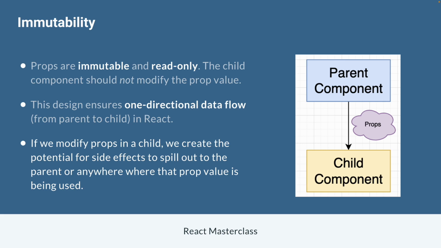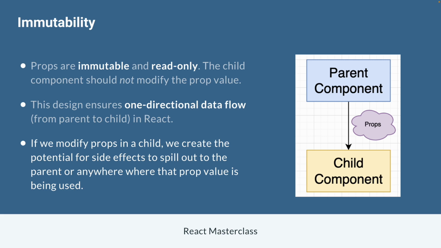The idea is that props should be read-only. They are just data that is flowing down that the child component can use. So what this design creates is what we call a one-directional data flow. What that means is data flows only in one direction. It flows down from parent to child, and that creates a predictable pattern.